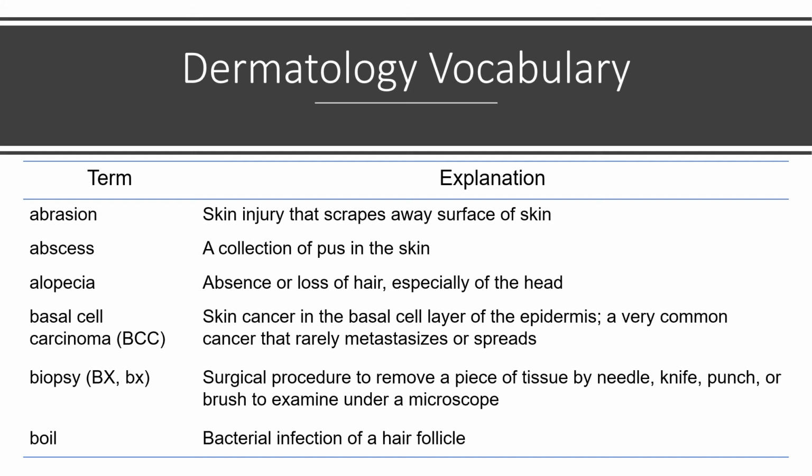So, the term abrasion means a skin injury that scrapes away the surface of the skin. Abscess is a collection of pus in the skin. Alopecia is the absence or loss of hair, especially from the head. Basal cell carcinoma, abbreviated BCC, is a skin cancer in the basal cell layer of the epidermis, a very common cancer that rarely metastasizes or spreads.